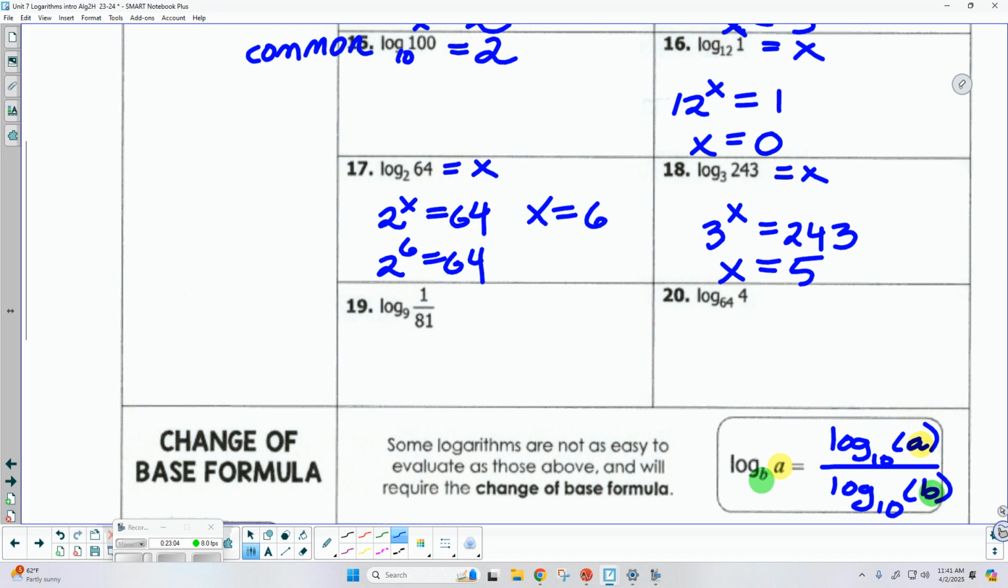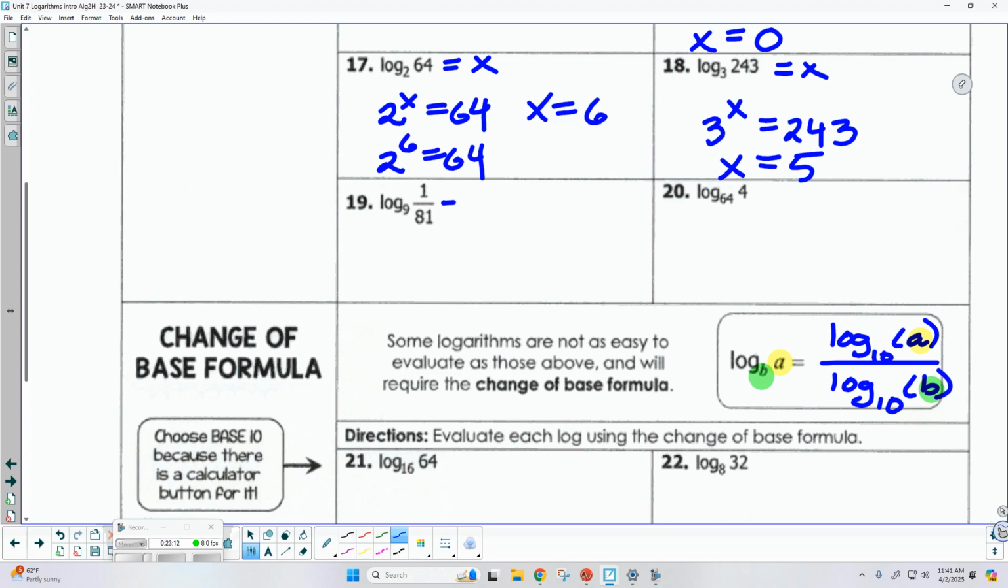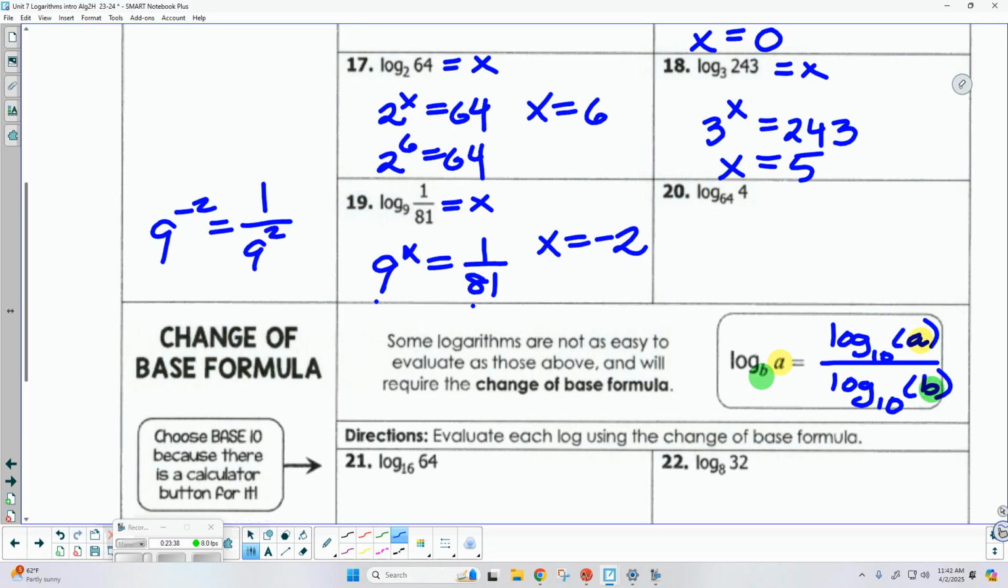All right. Number 19, we've got log base 9 of 1/81. Now, this one, let's take a look at the exponential. So 9 to some power, I have to go from a whole number to a fractional value. What do you think that's telling me about my power? It has to be negative. Because remember, in order to get that fraction, we take the reciprocal. So 9 to what power is 81? 2. So it would have to be negative 2. Because 9 to the negative 2, I'm going to flip it. See, that's how I get the 1/81.